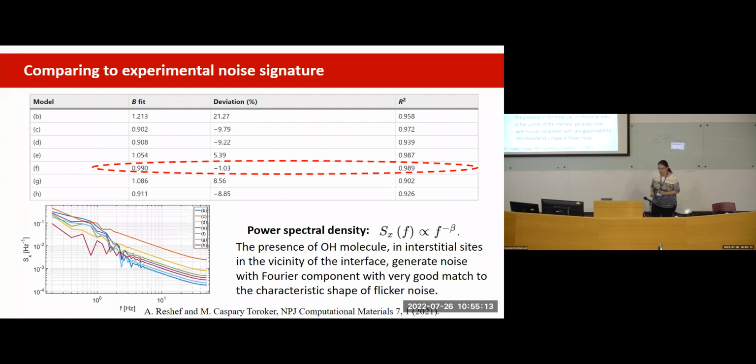So we could do a Fourier transform of the charge transport probability as a function of time to the frequency domain and receive what is measured experimentally, which is the power spectral density. And we found that the one that shows the best fit to that spectral signature was the hydroxyl group. So this gives us a prediction of first where the noise comes from, and second how to avoid it during fabrication.